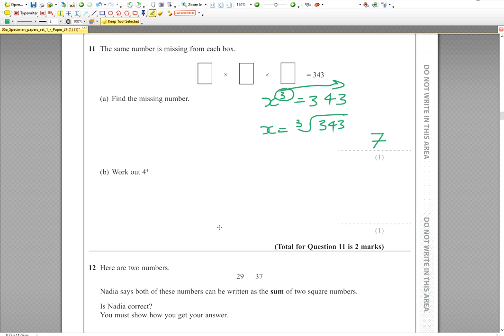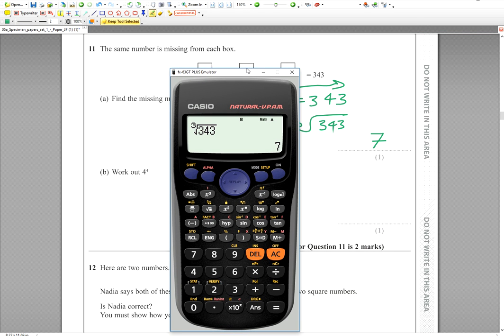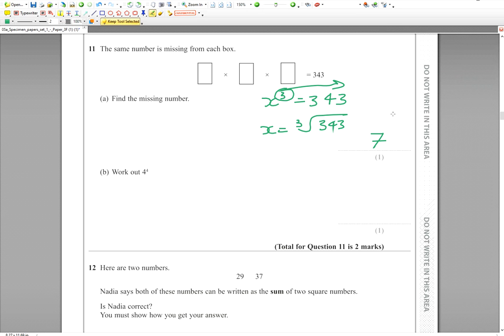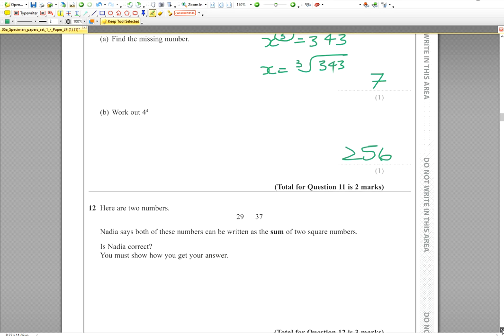Okay, work out 4 to the power of 4. So we grab the calculator. We have 4, and we use this button here. The index will be 4, press equal, and we get an answer of 256. You got that right? Give yourself a tick. 256 is the correct answer. Okay, lovely, let's move on.